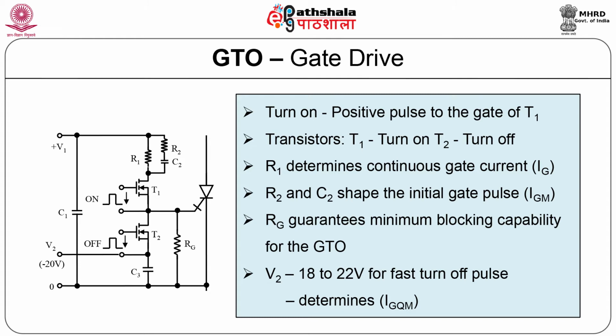The resistor R2 and C2 shape the initial gate pulse. R1 determines the continuous gate current. RG guarantees the minimum blocking capability of the GTO. There is a supply voltage, that is V2. It is -8 to -22 volt. The supply voltage V2 is used to turn off the GTO faster.